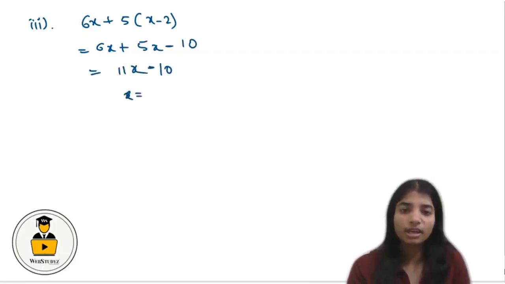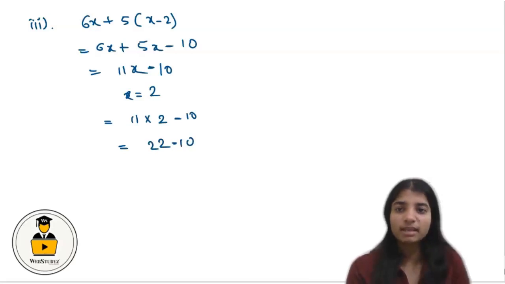Now we plug in the value of x as 2. So this expression equals 11 multiplied by 2 minus 10. 11 multiplied by 2 is 22, and we subtract 10 from 22, which equals 12. So the answer to part 3 is 12.